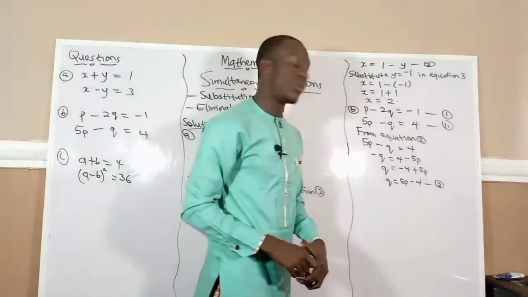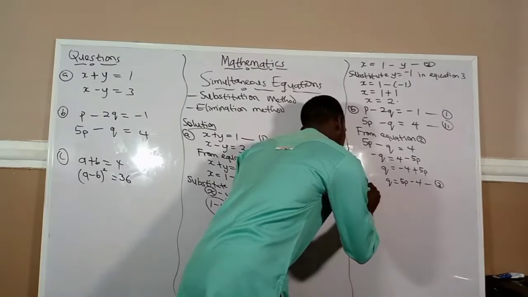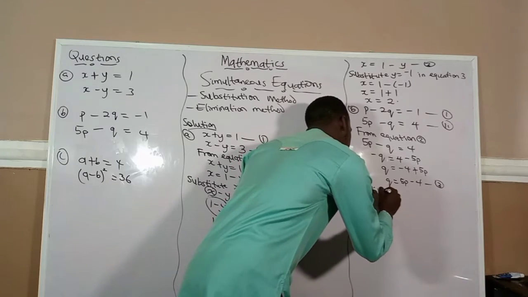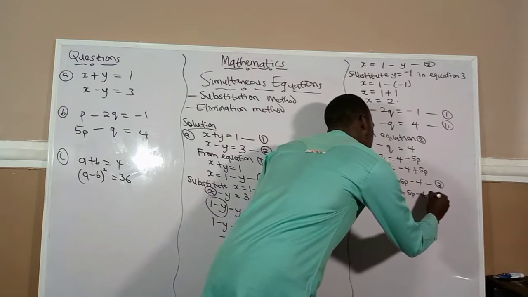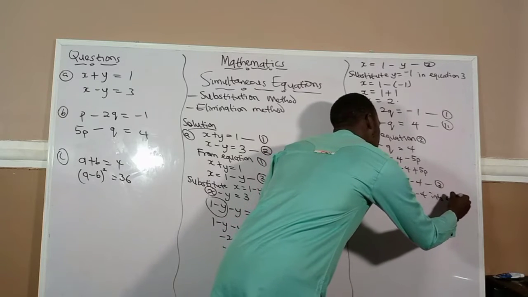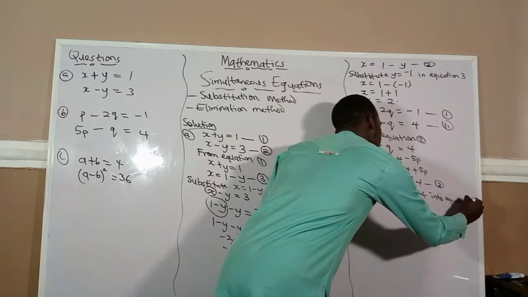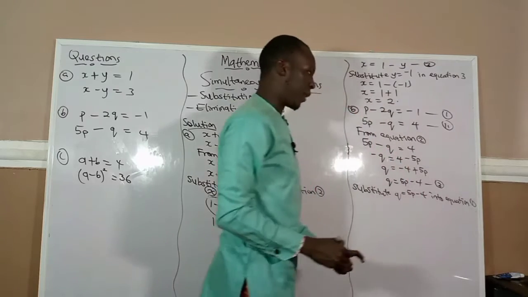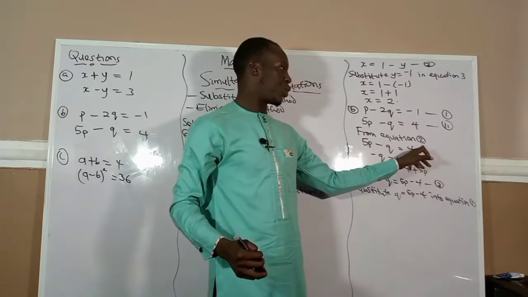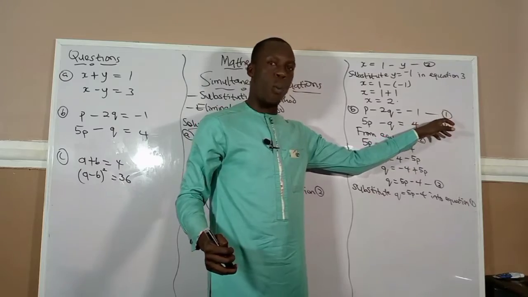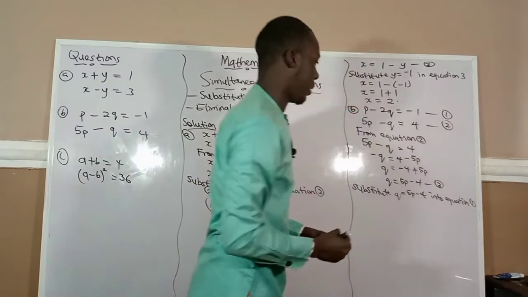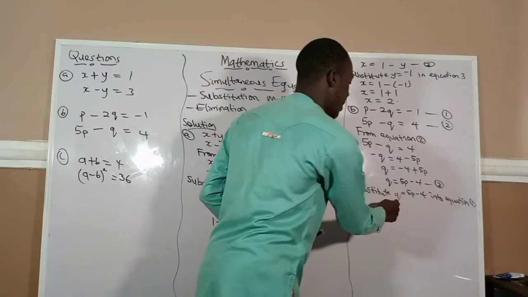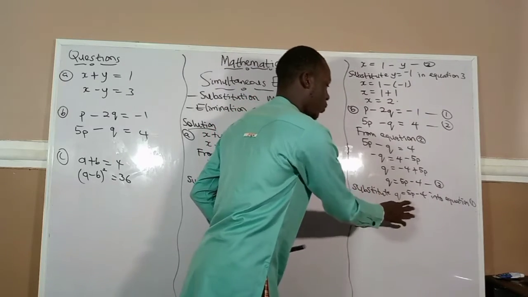Now the next thing to do is to substitute q is equals to 5p minus 4 into equation 1. Don't forget, we got equation 3 from equation 2. That's why we're using equation 1. Okay, good. Let's continue. It means anywhere I see q in equation 1, I replace it with 5p minus 4.